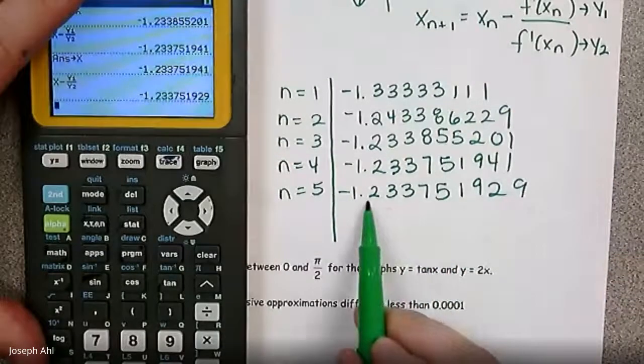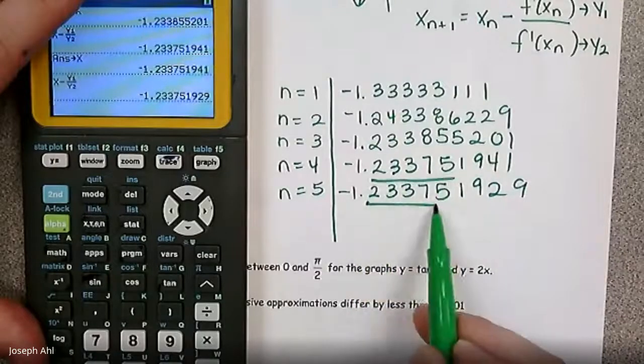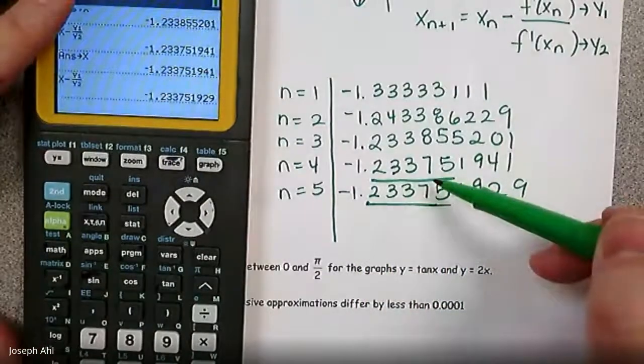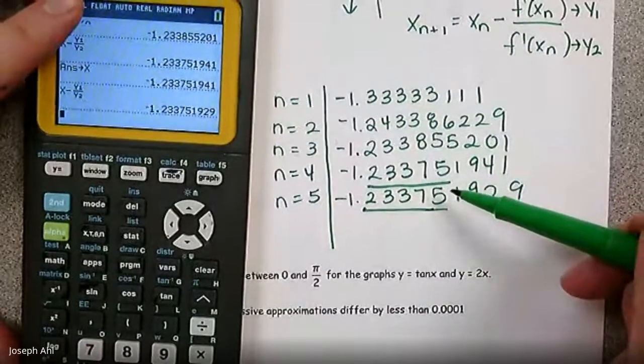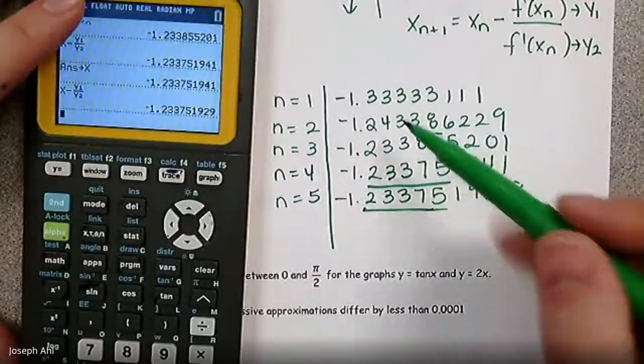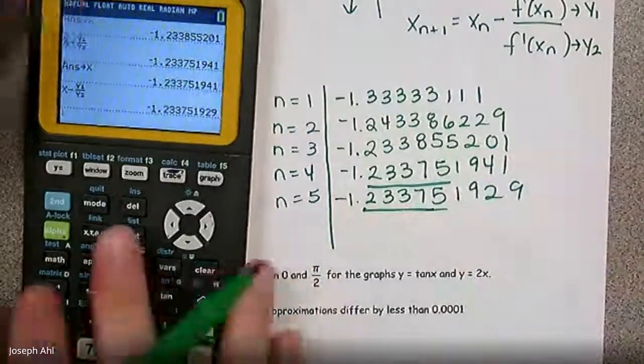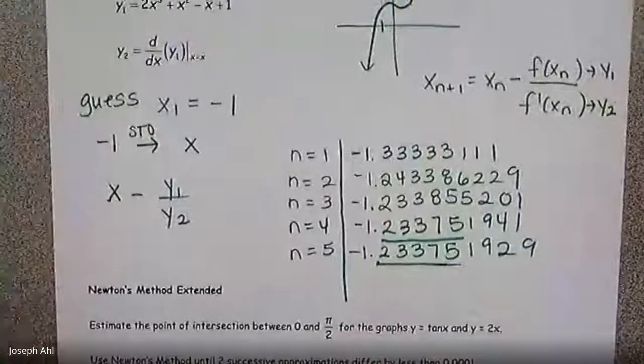-1.233751,929. I mean, yeah, out to 4 decimal places there. These differ by less than 1/10,000th finally. Okay. So how many iterations do we need? We needed a total of 5 iterations to guarantee that we're within 1/10,000th.